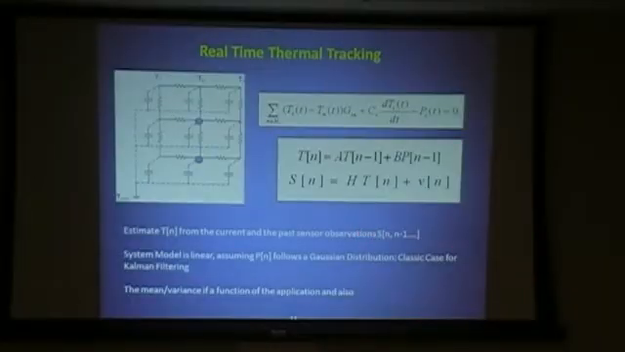So the problem of estimating Tn from the sensor observations that we've had so far is a standard Kalman filter formulation. There's nothing rocket science about it.